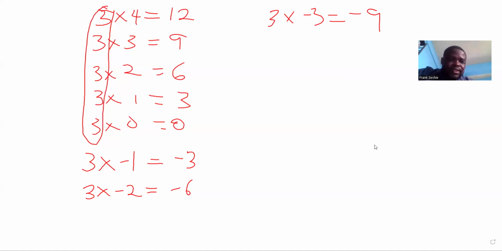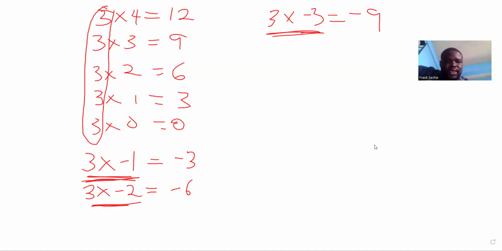So we realize that in these two numbers we are multiplying, one is negative, and our answers are all becoming negative, right? So that is where we can conclude that multiplying two numbers where one is negative, the results would automatically become negative.